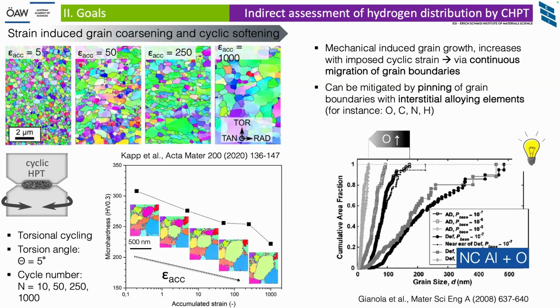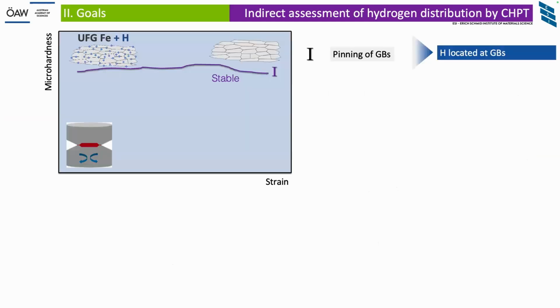The second thing we make use of is the fact that with interstitial alloying elements, we can reduce the grain growth. So this is an example of nanocrystalline aluminum and oxygen, where we see the higher the oxygen concentration, the lower the grain size. And this is exactly what we wanted to see now in this experiment.